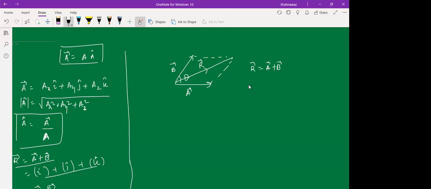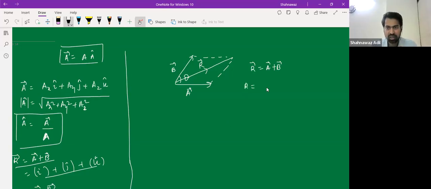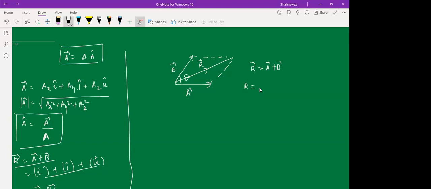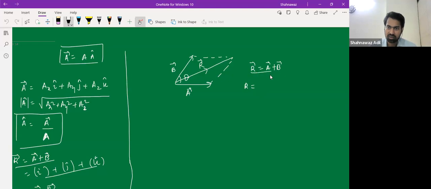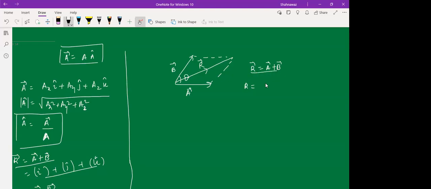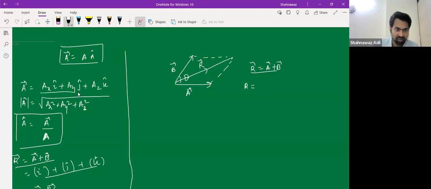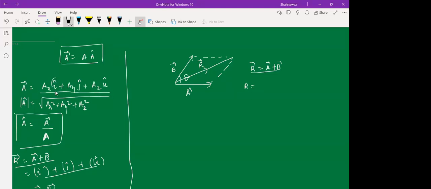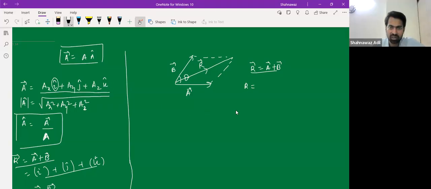And what was the magnitude of it? How do you say magnitude? We'll take the value of i square, j square and k square in root. Yeah, so that is there, right? But here we don't have i, j, k. We don't have the Cartesian form.